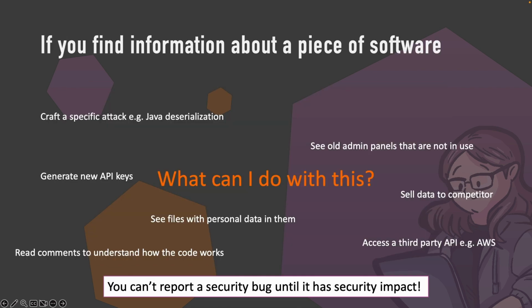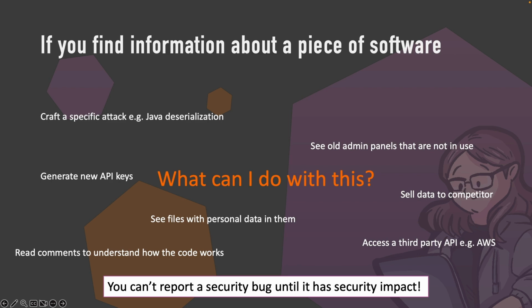So what happens if you find information about a piece of software? What can you do with it? Well, first off, you can craft a specific attack. Java deserialization, log4j. You can also look at what people have recently been disclosed and see if there's a specific vulnerability that affects it. Now, you could generate new API keys, so you might be able to take an AWS key and then turn that into more API keys.